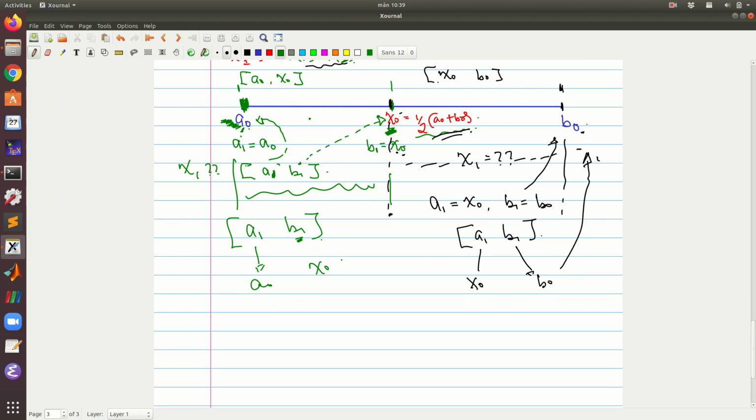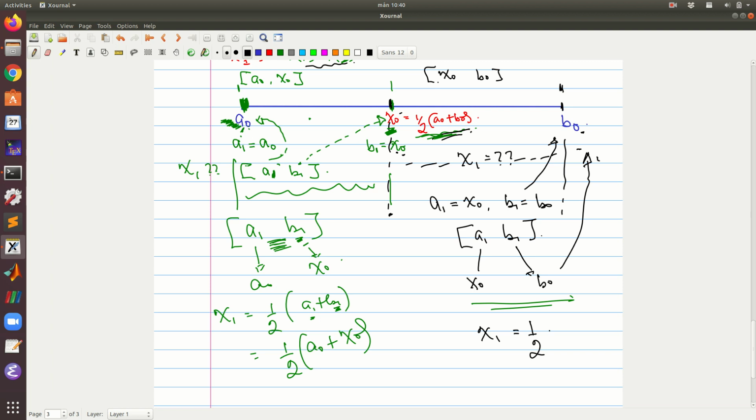Wherever it would have taken us, if it had taken us here, then we would find that x1 is equal to 1/2 of a1 plus b1, which is 1/2 of a naught plus x naught, because b1 is equal to x naught. Otherwise, if it was the other side, then x1 is equal to 1/2 of a1 plus b1, where a1 is x naught and b1 is b naught.